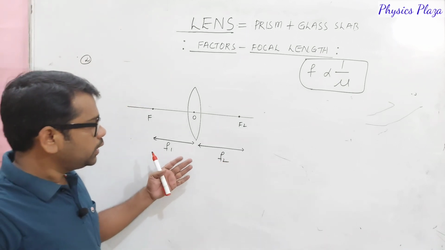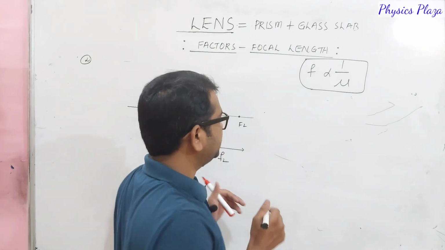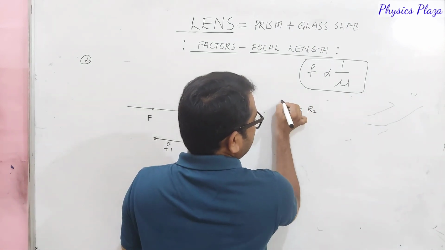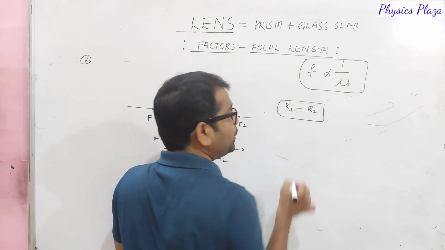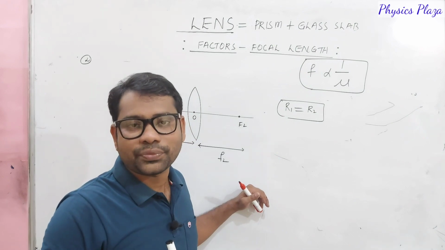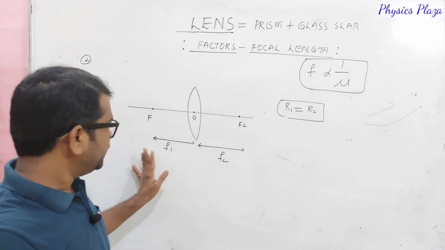So can we say that f1 and f2 are the same? Always you cannot say that. The condition is that here r1 must be equal to r2, which means what, dear children? Focal length depends on the radius of curvature of that lens. And not only that, even if r1 is equal to r2, you can't say that f1 is equal to f2 always.